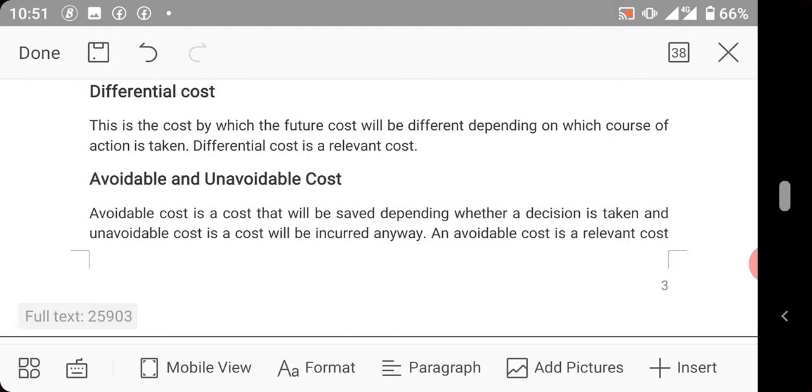You understand? It's just like paying of school fees. Where you have kids whose school fees you want to pay, and you are making a decision whether to build a house or not. You understand? Building a house or not building a house does not stop you from paying your children's school fees. So such a fee is an unavoidable cost and it's not a relevant cost.